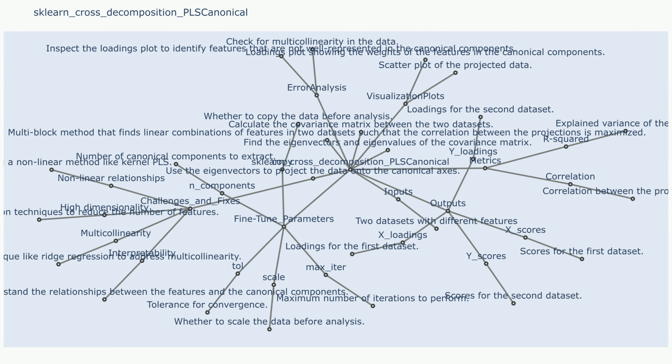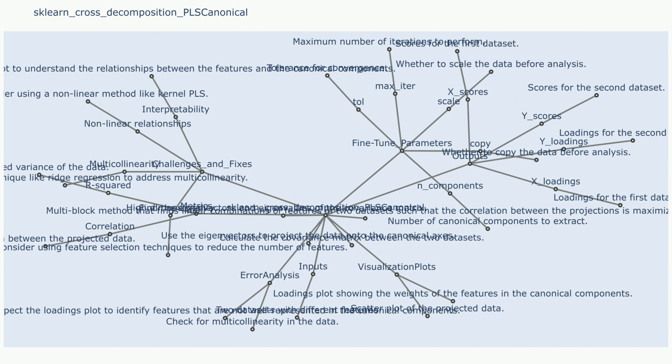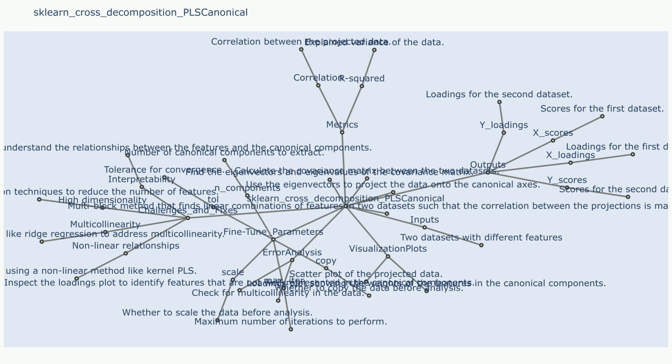Fine-tune parameters: n components, the number of canonical variates to extract. Scale: whether to scale the data before performing the analysis. Copy: whether to copy the data before performing the analysis. Uncertainty methods: bootstrapping. This method can be used to estimate the uncertainty in the canonical correlations and loadings. Challenges and fixes.